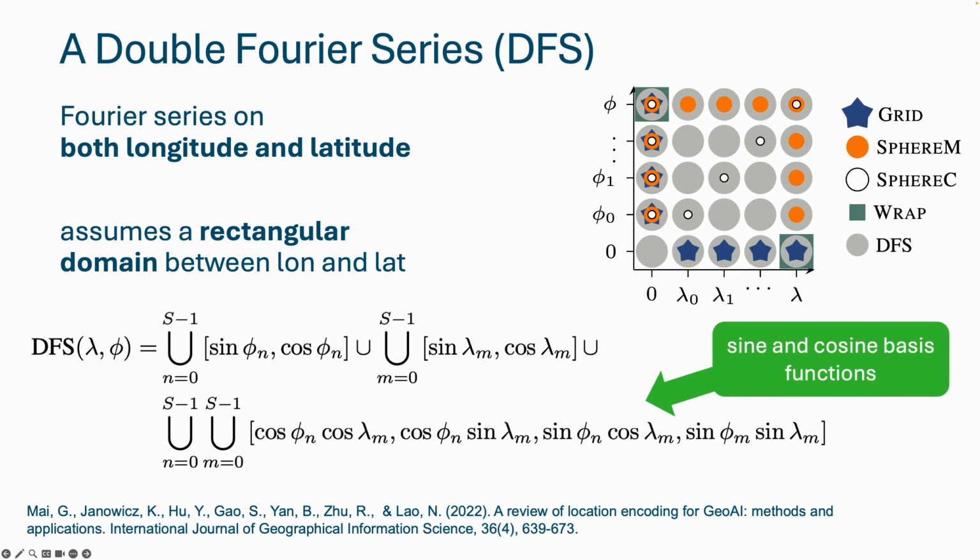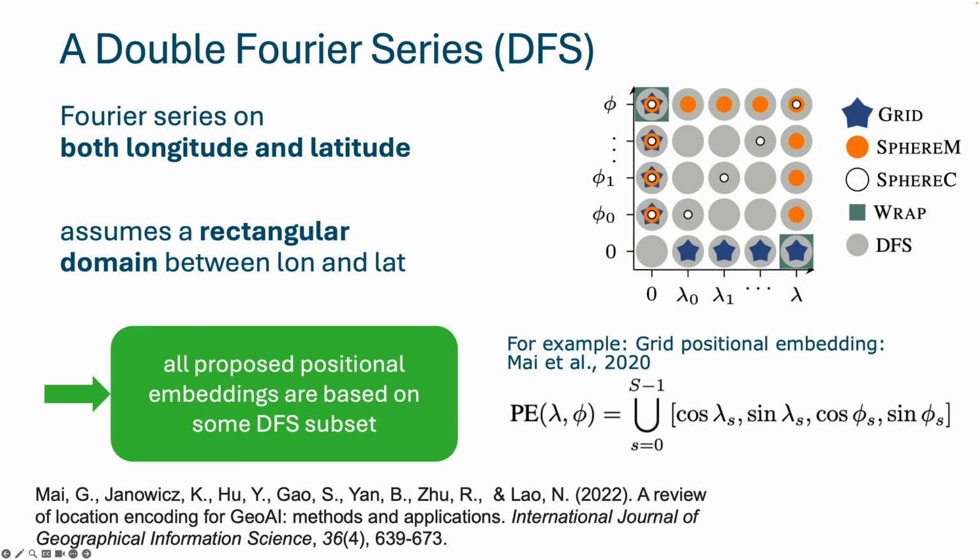And in fact, all of those positional embeddings proposed in the last years can be seen as a subpart of these double Fourier series. So the double Fourier series are basically all of the gray points that represent longitude and latitude at various frequencies. And you can see that rep, for instance, is only the sine and cosine, only the frequencies at the base frequencies, while the grid basically has higher and higher frequencies involved as well. So what I want to say with this is that all positional embeddings are basically based on the double Fourier series subset.